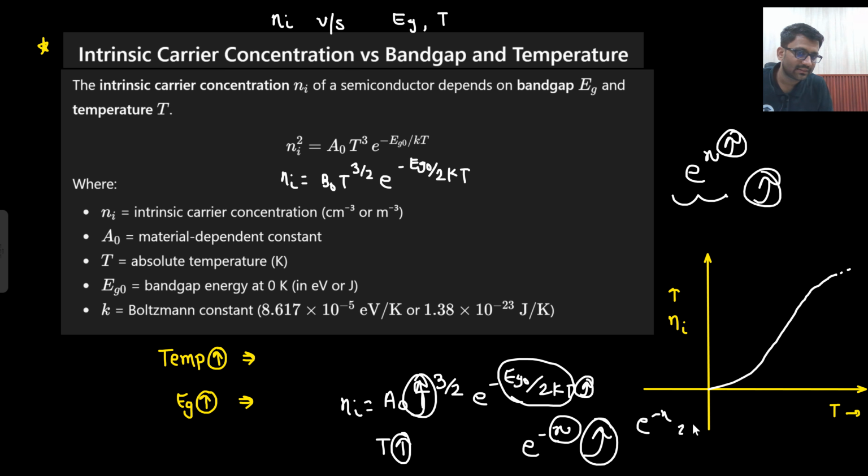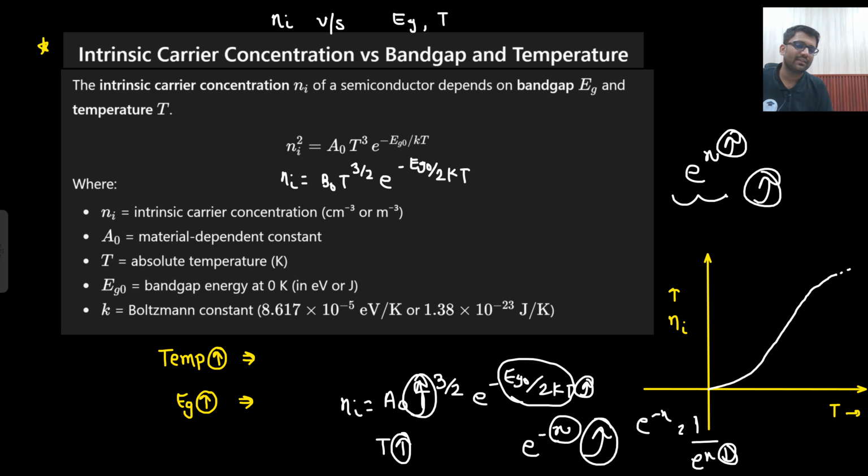What is e to the power minus x? E to the power minus x is 1 upon e to the power x. So if x increases, then this whole value will increase. 1 upon something is increasing, that means this value will decrease. Right? But what is happening here? In our case, what is happening?